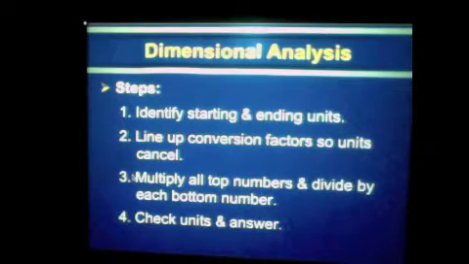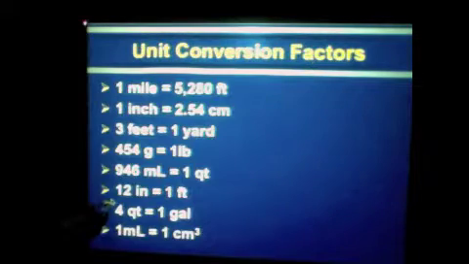So some quick steps for this. You need to first identify where you're starting and ending. Line up conversion factors so units cancel out. That's your angles there. Multiply all the top numbers and divide by each bottom number. Check units and answer. So these are the conversion factors that we're going to be using.